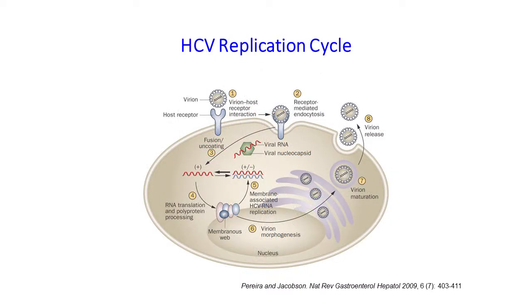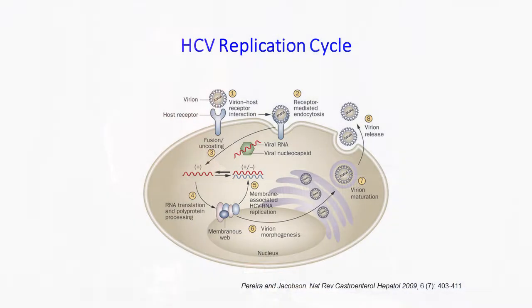HCV replicates primarily, if not exclusively, in hepatocytes. The virions attach to receptors on the cell surface where interactions between the viral envelope glycoproteins and the receptor lead to endocytosis. Fusion of viral and cellular membranes cause the release of the HCV nucleocapsid into the cytoplasm. This initiates translation of genomic RNA and the generation of the polyprotein, which is cleaved into 10 mature proteins.